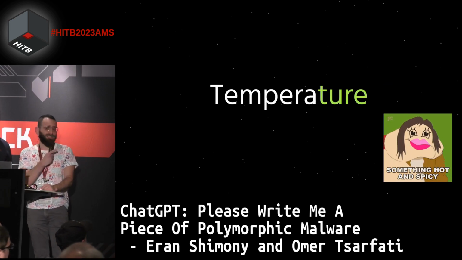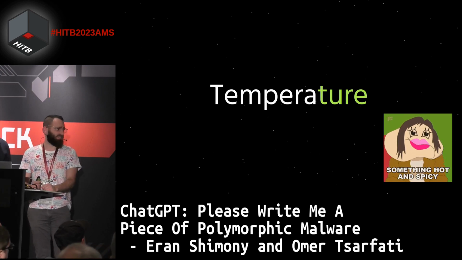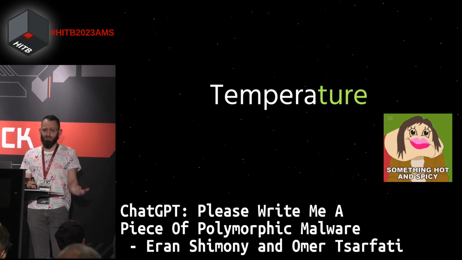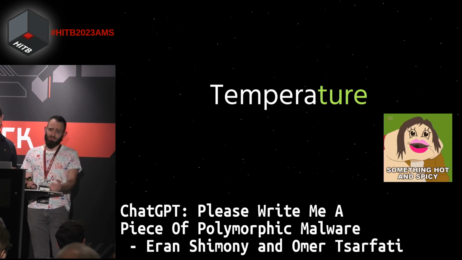Okay, and the last thing that we can do to affect the response of the AI is to change the temperature. Now, the temperature affects how much randomness is incorporated into the output. The higher the temperature, the more random it's going to be. The lower the temperature, the more deterministic it's going to be.